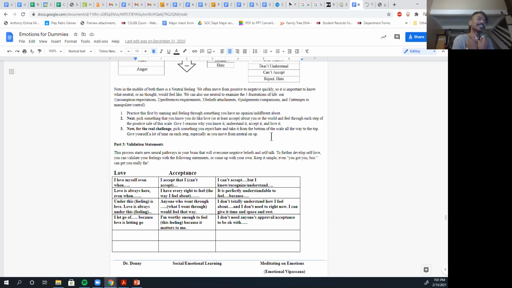Underneath this feeling of frustration and sadness with my mother is love. Love is always underneath my feelings. I have every right to feel the way I feel about my mother not being there for me because of cleaning. Anyone who went through what I went through would feel that way. I'm worthy enough to feel through my feelings between me and my mother, because these feelings matter to me. I don't totally understand how I feel about my mother and cleaning, and I don't need to right now. I can give it time and space and rest.